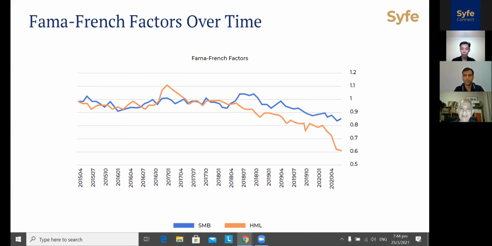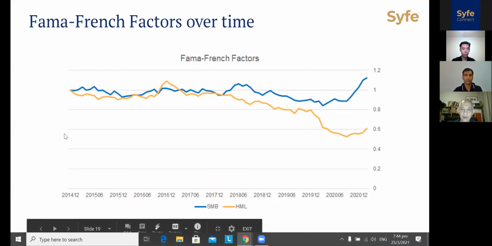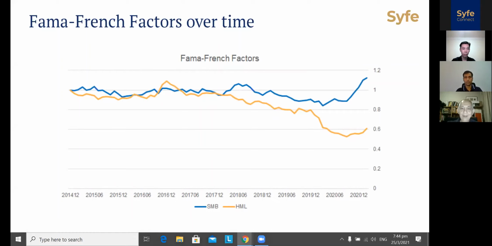Now, having said that, the next slide shows that up to about October last year, the factors were all drifting down. But you notice from October, the orange line basically moved back up. So value basically started coming back. And the blue line, which is size, that means the small size premium, also started going back up, okay? So this is the time when you really need to rebalance, right?